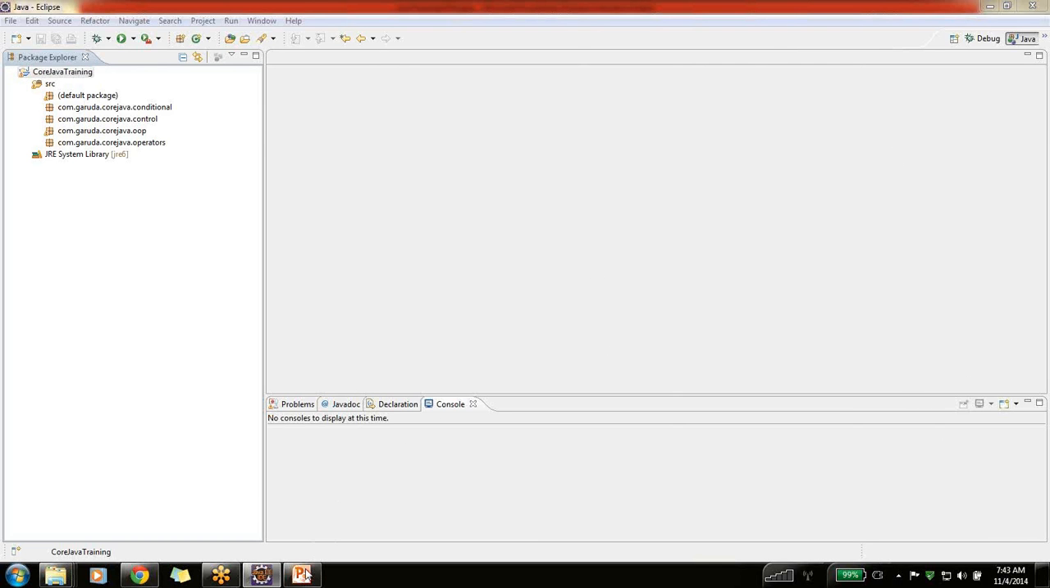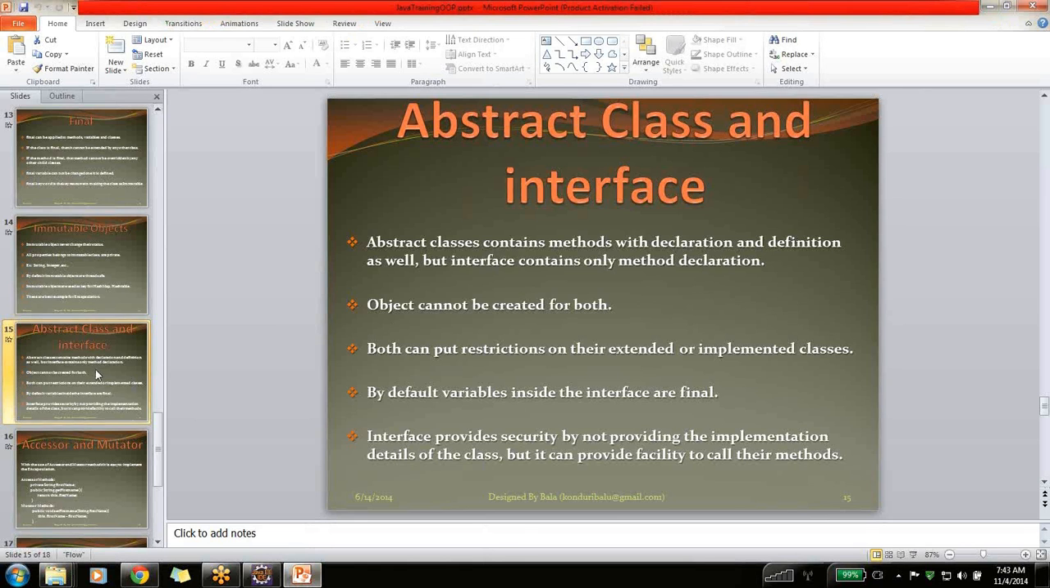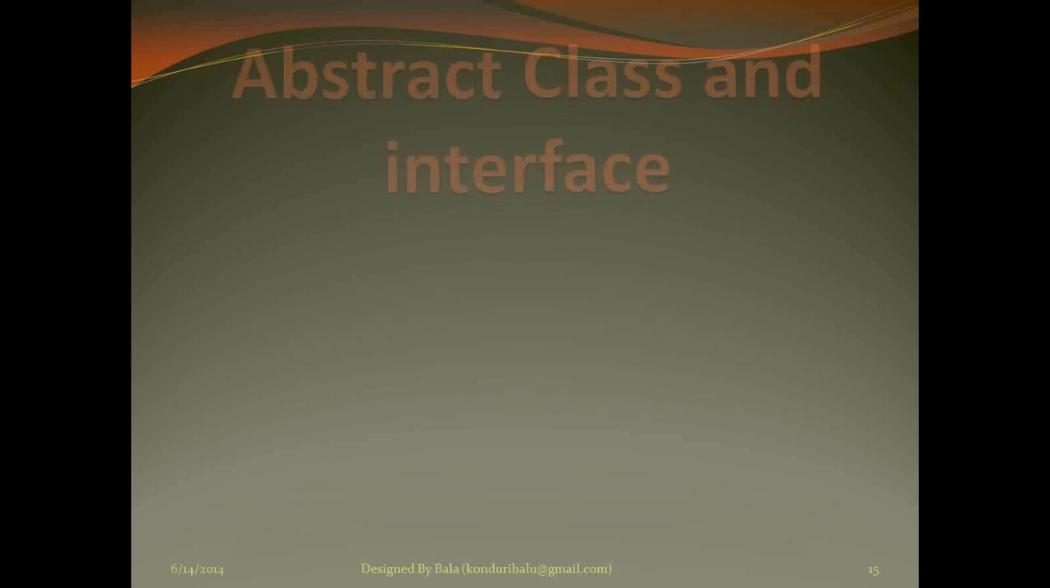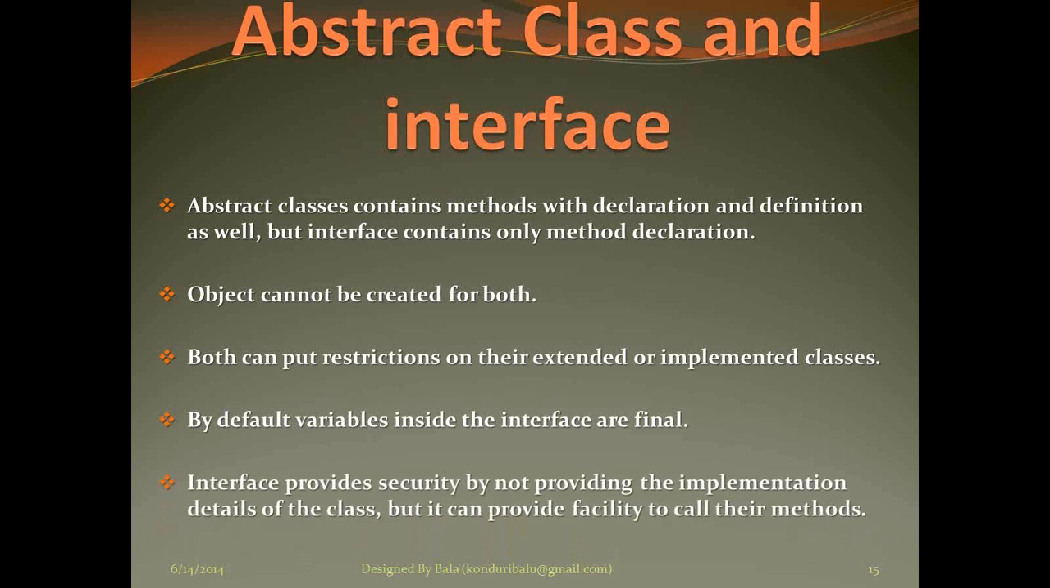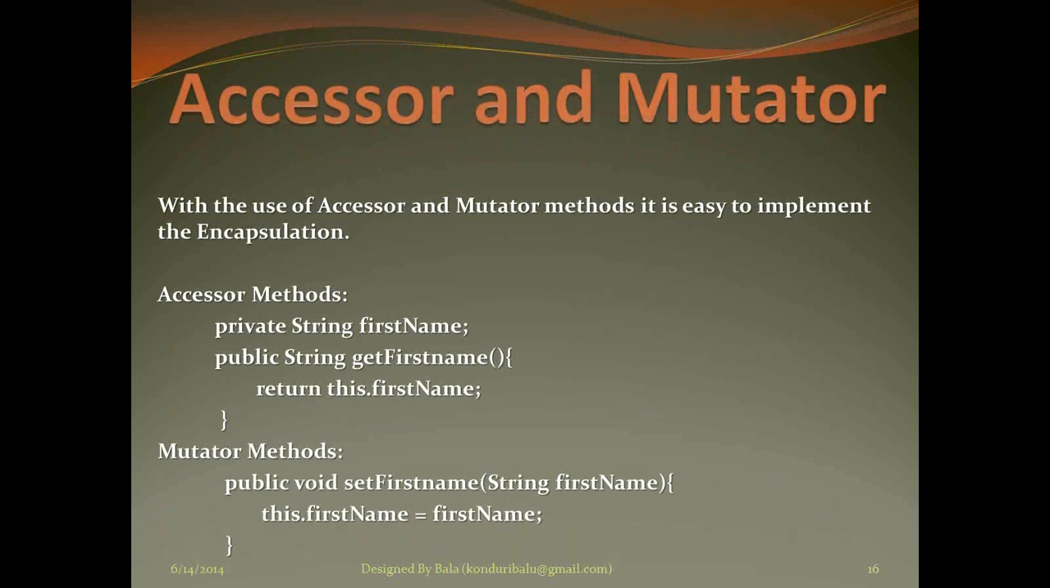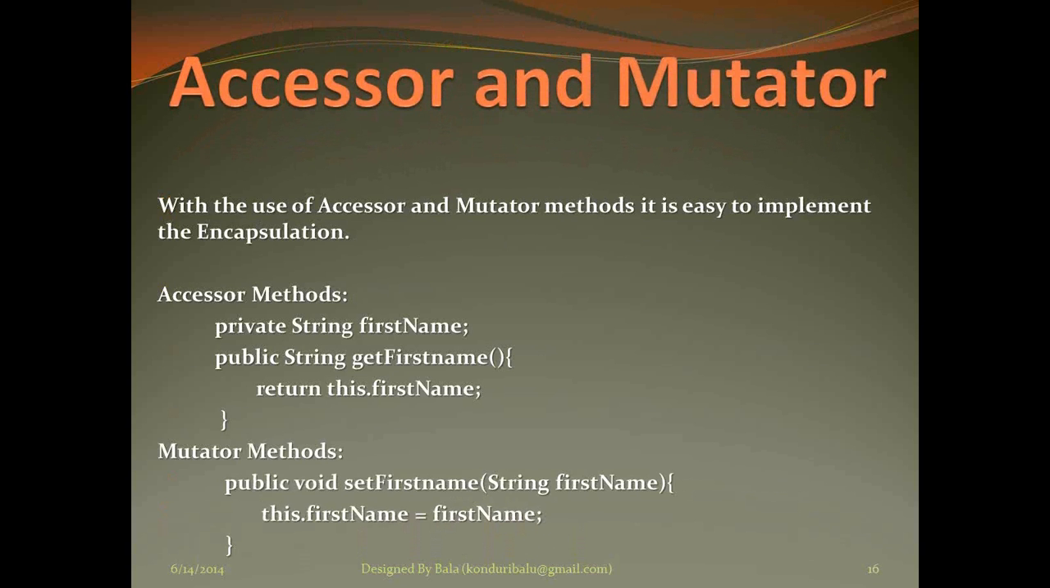Right. Now move on to the next topic. We have seen abstract class and interface, right? So now we're going for accessor and mutator methods. This is just a name. We have already seen all of them: getter methods and setter methods. We have seen, right?